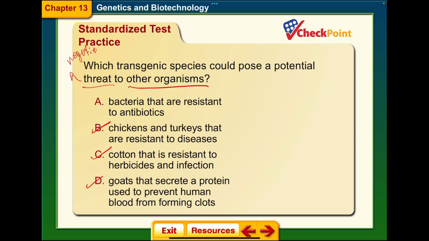We don't want them to be carrying diseases. But bacteria that is resistant to antibiotics, imagine you get infected with this bacteria and you can't kill it because it has a resistance to antibiotics. Well, that is a threat, and a threat to a lot of organisms. Imagine you have chickens or turkeys or horses or dogs or humans that have been infected with a certain bacteria and they can't kill it. They can't get rid of this bacteria because this bacteria is resistant to antibiotics. It cannot be killed, right? So that's not a good thing. That is a threat to other organisms, and it could pose a potential threat.